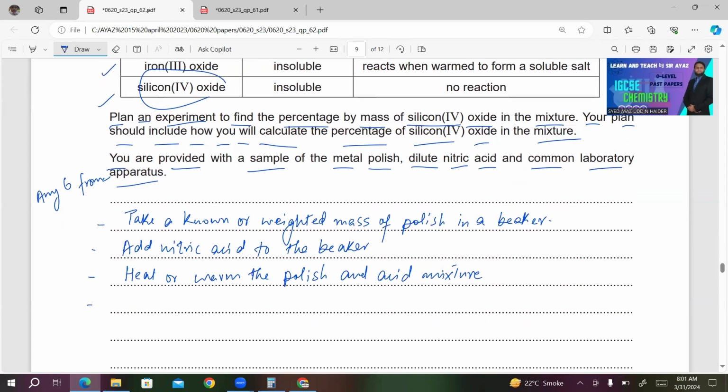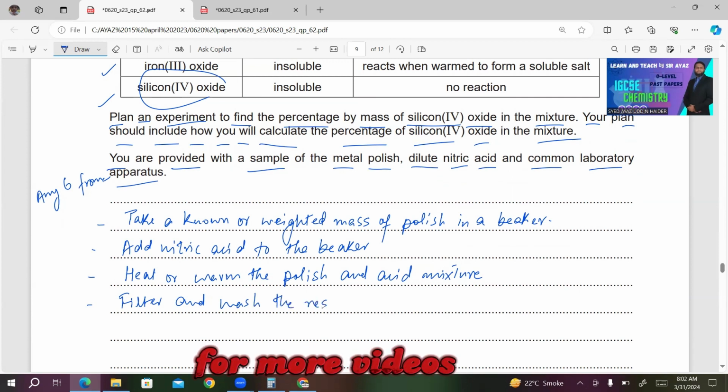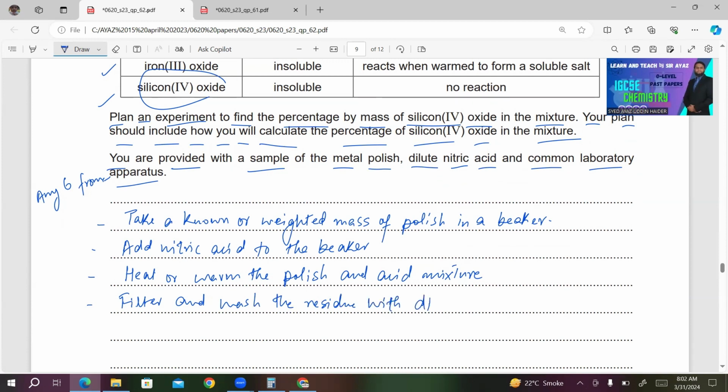Next, you will filter so that you can remove the insoluble silicon 4 oxide, and wash. Filter and wash the residue with distilled or deionized water. I am writing distilled water, not tap water, because tap water contains impurities.